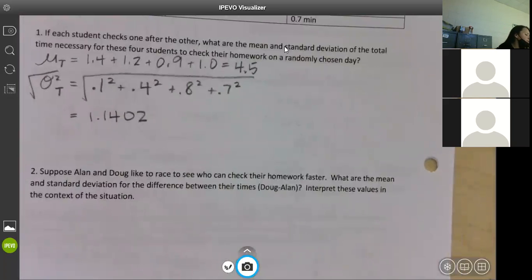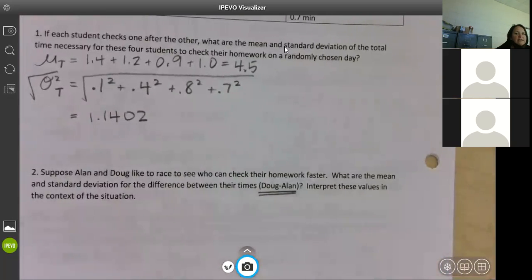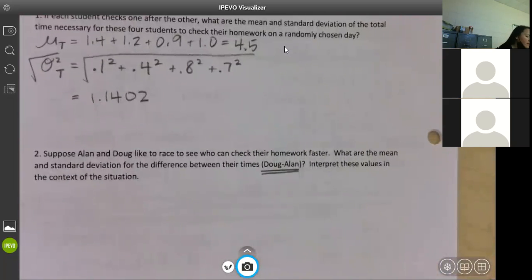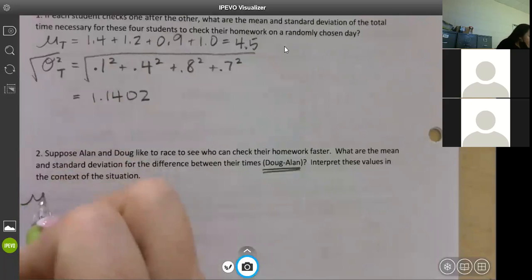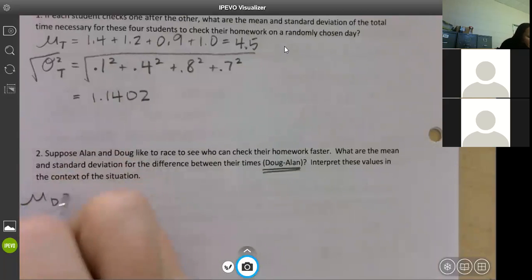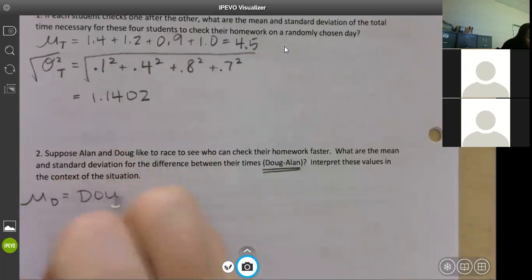Suppose Alan and Doug like to race to see who can check their homework faster. What are the mean and standard deviation for the difference between their times? They told you Doug minus Alan. Interpret these values in context of the situation. So this one you do have to interpret. So we're looking for the mean of the difference, which is Doug minus Alan.